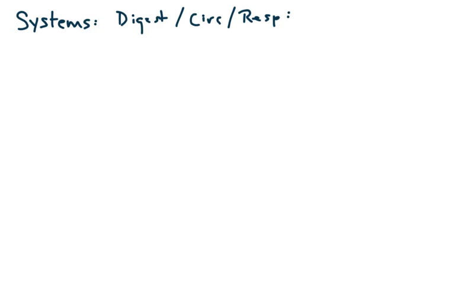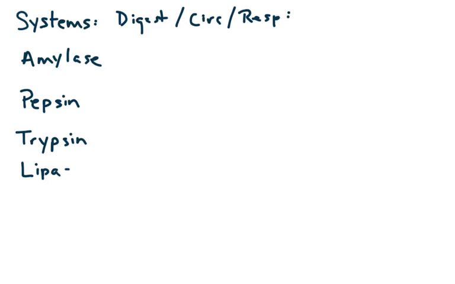When we look at the enzymes we looked at, you did amylase, you had pepsin, trypsin, lipase, you had disaccharidases. Okay, so these should be what you talked about a little bit with Mr. Connor.